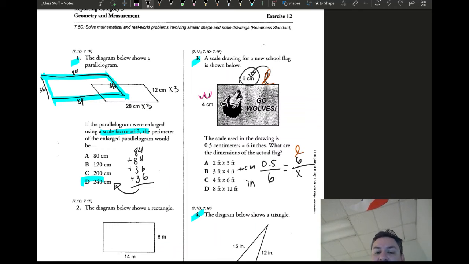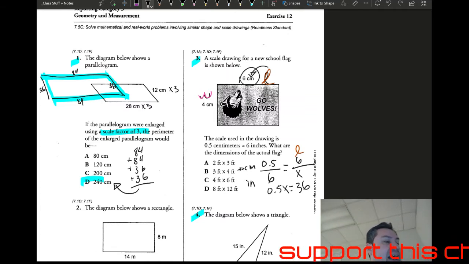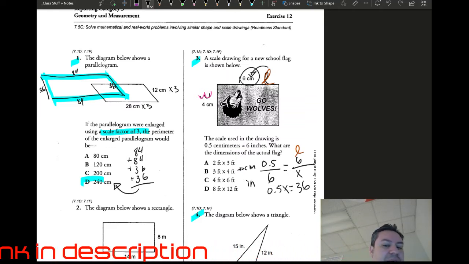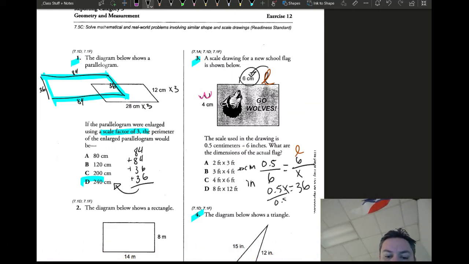Now I can do cross products. So this is going to be 0.5 x equals 36. And dividing by half is like multiplying times 2. So if you divide 36 by 0.5, you get 72. So x equals 72. So the new length is going to be 72 inches. You know that's not any of the answers.